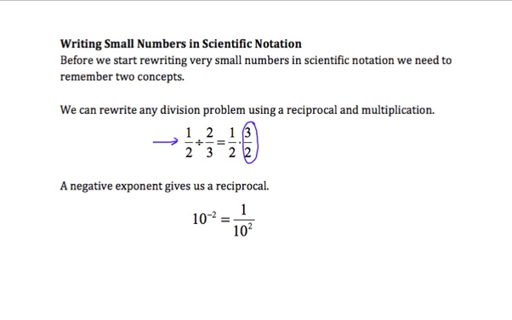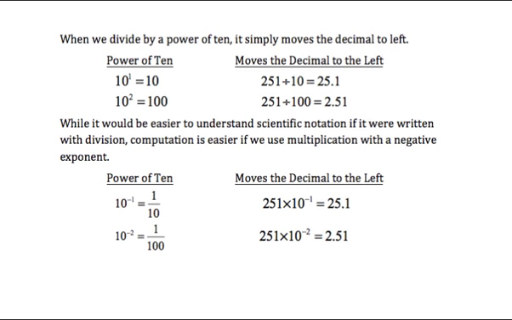The second concept is that a negative exponent gives us a reciprocal. So for example, if I have 10 to the negative second power, when I turn it into a positive exponent, it is 1 over 10 to the second power. Now that we've got these two concepts, we're ready to take a look at writing small numbers in scientific notation. When we divide by a power of 10, it simply moves the decimal to the left. Remember, multiplication moved the decimal to the right, so division is going to do the inverse of that, move it to the left.